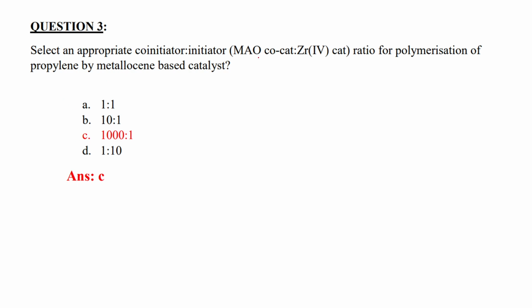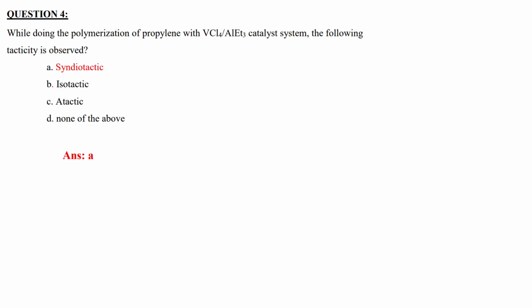co-initiator and initiator, MAO versus that zirconium catalyst. Their ratio, generally, is something like 1000:1, and with that you can do it.